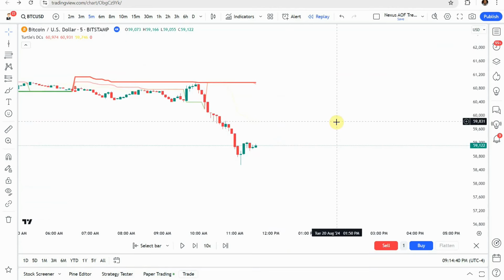All right, that's it for this strategy, or I guess I should say that's it for this indicator here. We're going to go ahead and put this one on the no list for now, and we'll move on to the next video from here.